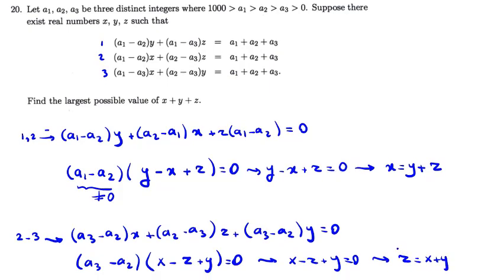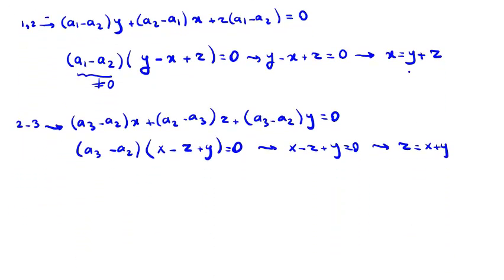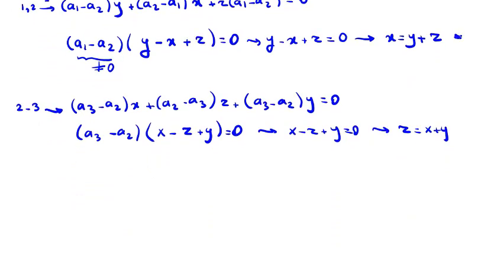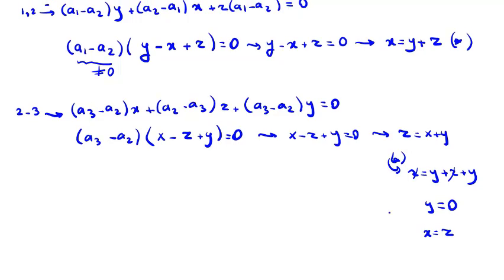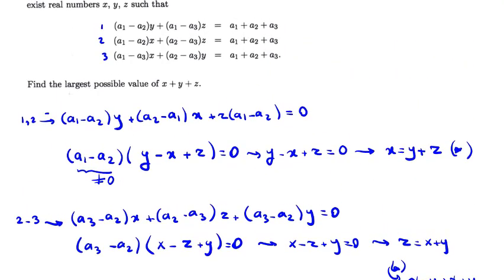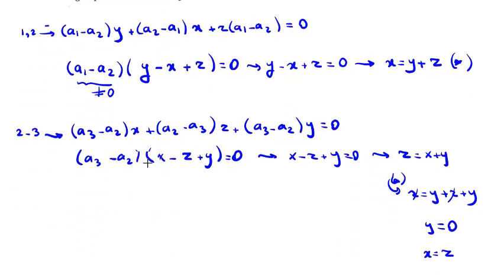If we use the first one, x equals y plus z, let me call this one star, and if you replace x with z plus y, y plus z plus y, you can cancel z. So we conclude y equals 0. And if y equals 0, then x equals z. Now, we use one equation and replace the things we've reached so far.